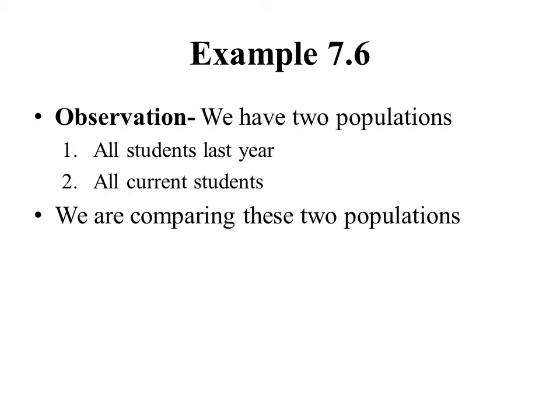So let's make an observation here. We have two populations. The first population is all students from last year, and the second population is all current students. And we are really comparing these two populations. We're comparing the distribution of the students from last year to the distribution of the students from this year.